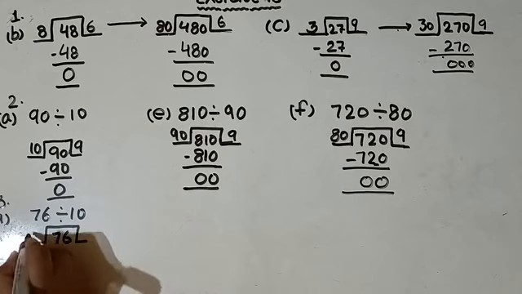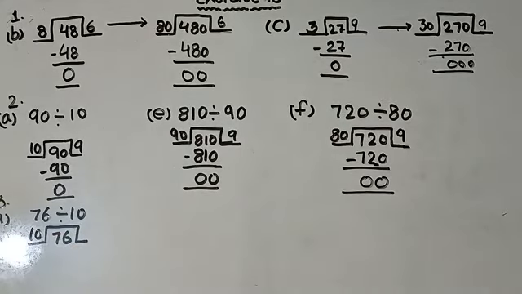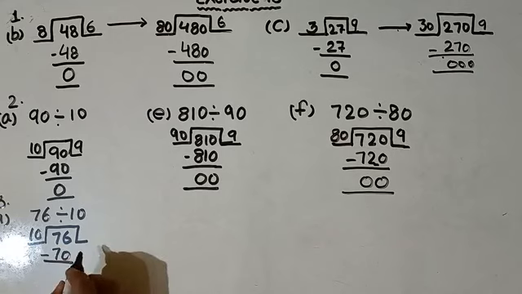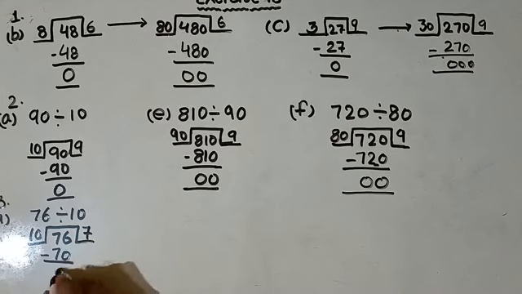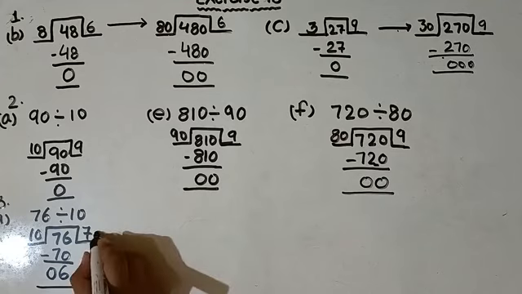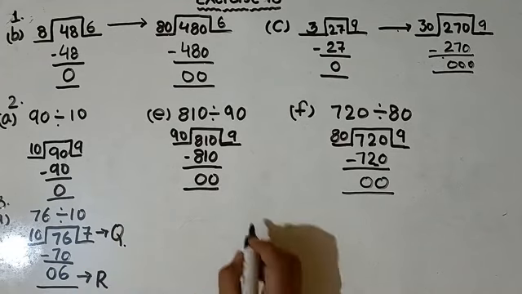Here we have 76, here we have 10. Okay, so see, the first digit is 7. That means we can take 70 here. Or we can also find it like this. Here we have 76. So what is less than 76 in the table of 10? 70. That comes 7 times. So now 6 minus 0 is 6. 7 minus 7 is 0. So here we have 6 as remainder and 7 as quotient.